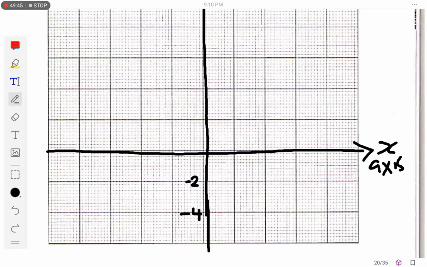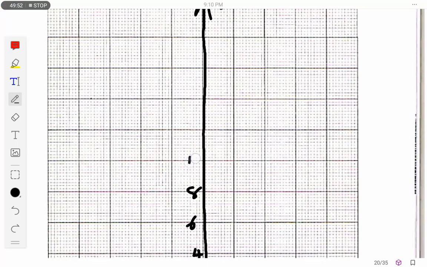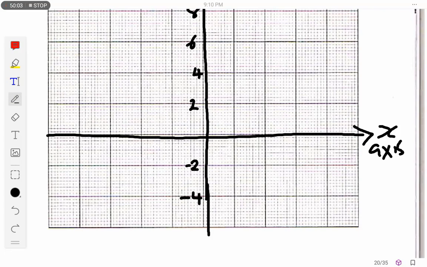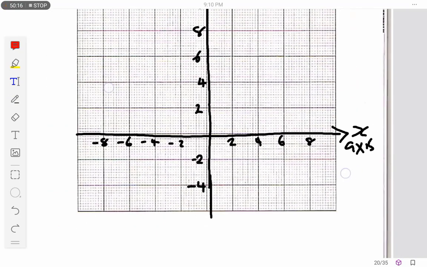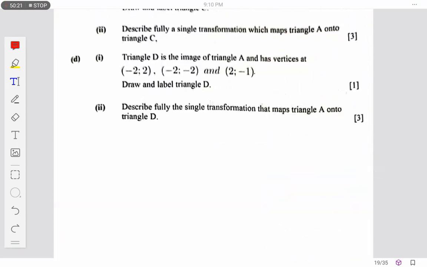Then we are going 2, 4, 6, 8, 10, 12, 14, 16, 18, like that. Everything is fitting. Then the x-axis, we are going -2, -4, -6, -8, like that. Then this other side, we are going 2, 4, 6, 8, like that. Okay, fine. So this is how we are going to have our scale there.